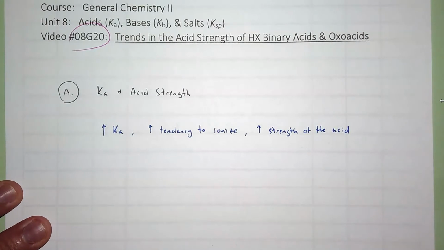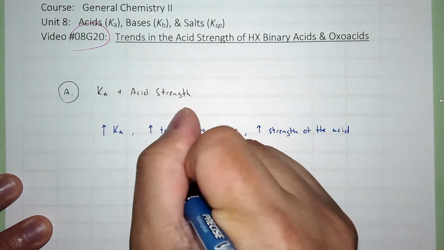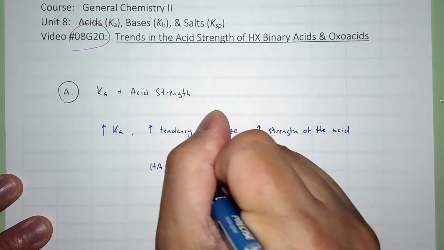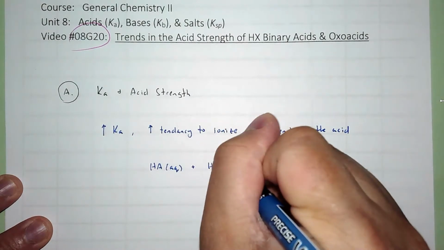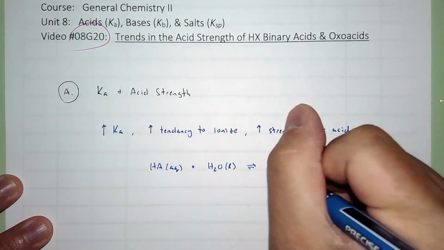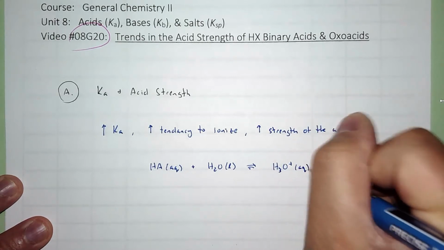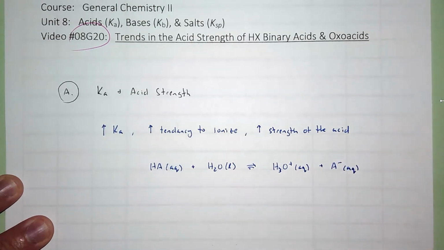And a nice visual to have is, let's take the general abbreviation for an acid, HA, plus water goes to H3O+ aqueous plus A- aqueous.